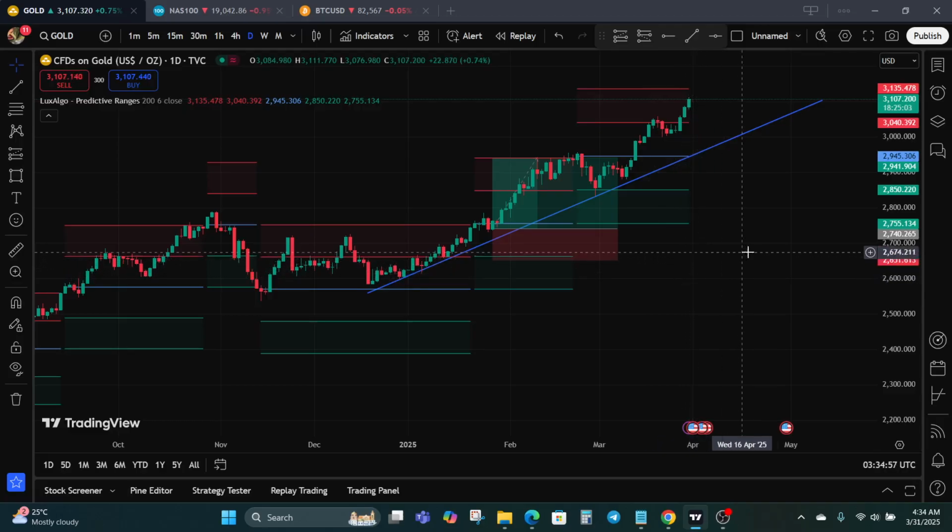So ensure that your risks are calculated properly and that the amount you're potentially going to make is at least times 2 of what you're risking. Okay. So if you're serious about improving your trading accuracy and making better informed decisions, the predictive ranges indicator is a tool that you will not want to miss. Whether you trade Forex, stocks, or crypto, understanding key levels is essential for success.